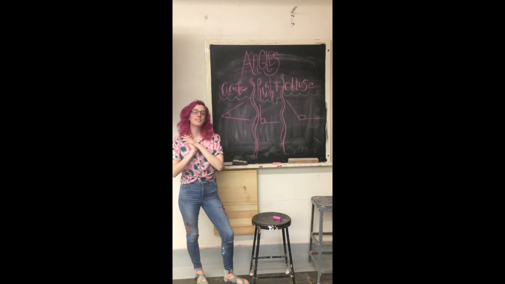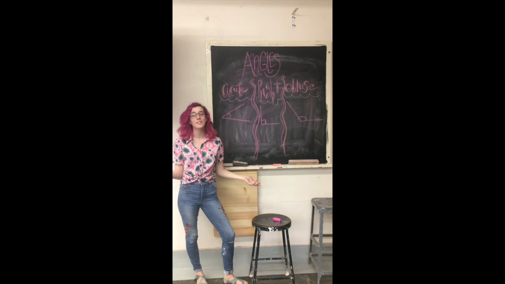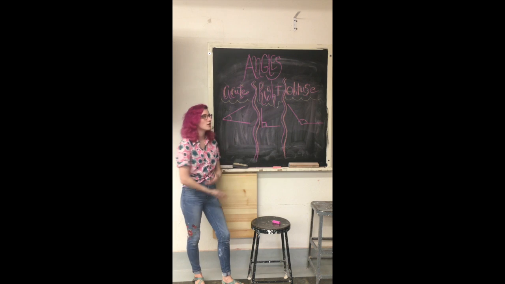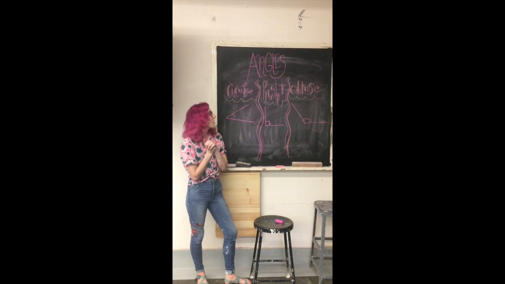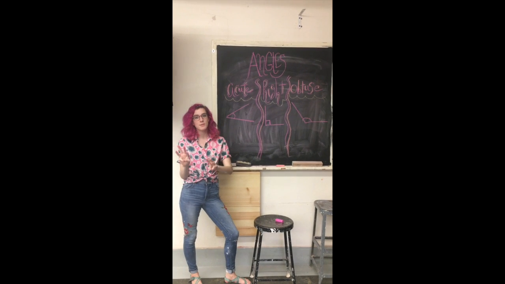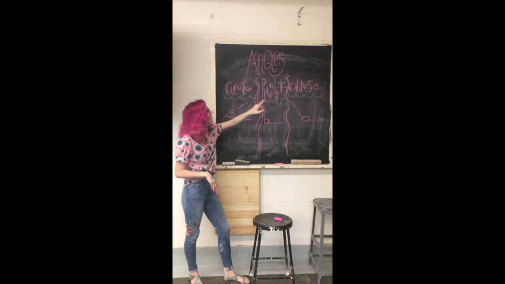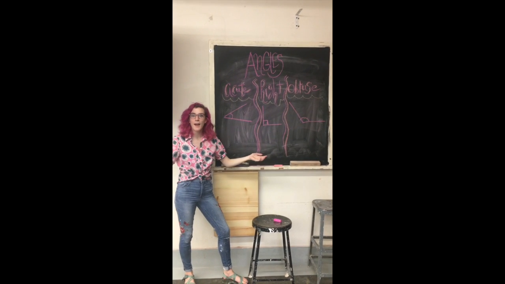Good morning, students. So today we are going to be learning about angles because, believe it or not, there's actually a lot of math that happens within the art world, and this is just one of the many types of math that we're going to be doing throughout art. There are three types of angles that we're going to be learning about today, and they are called acute, right, and obtuse.